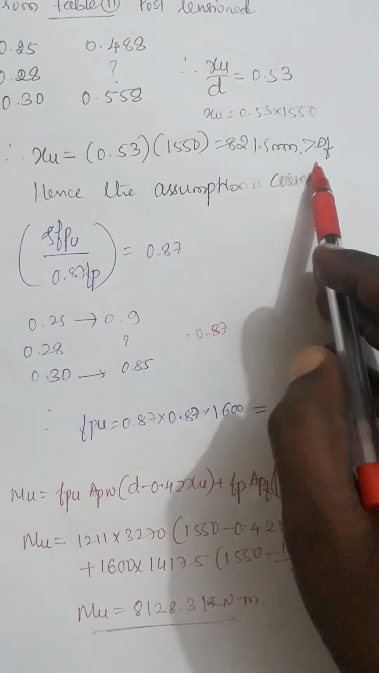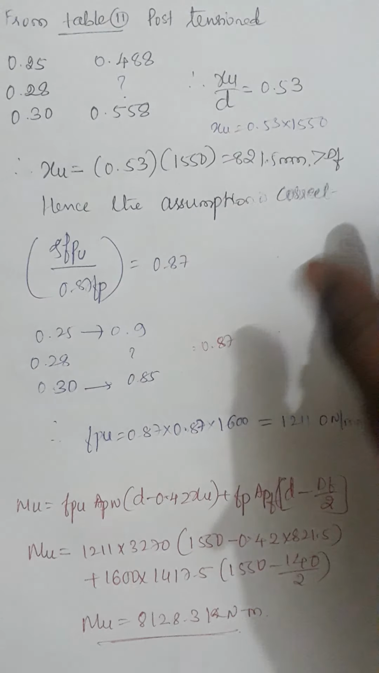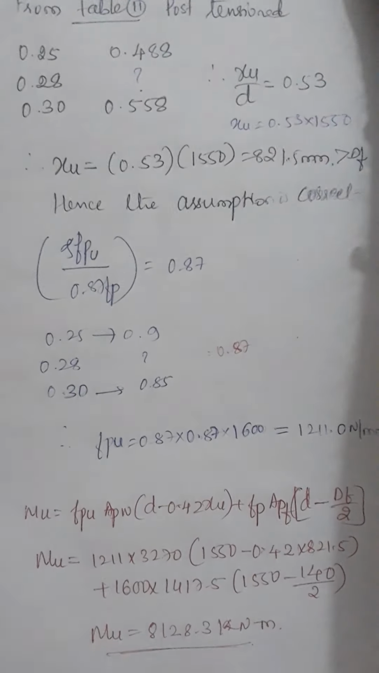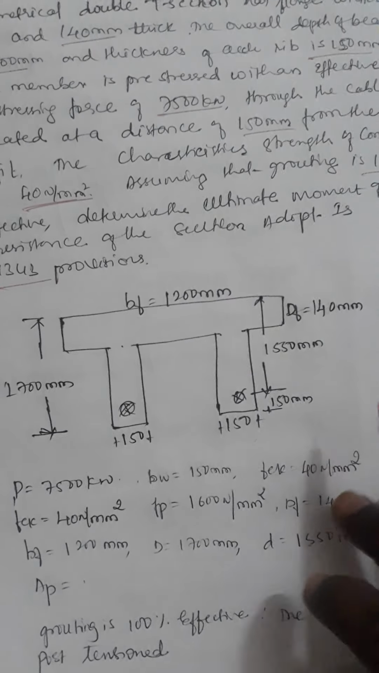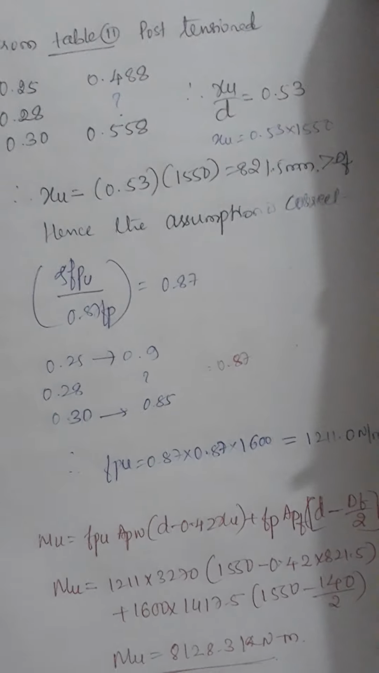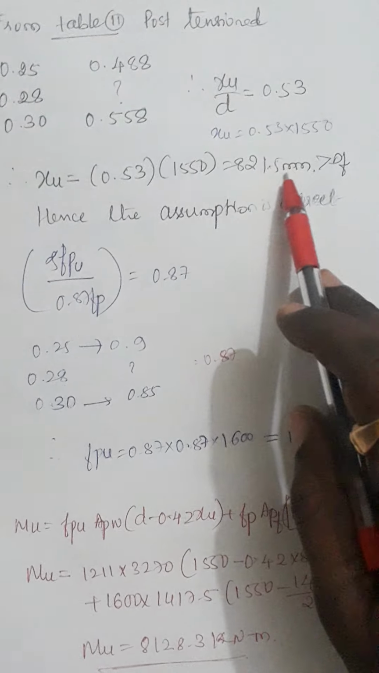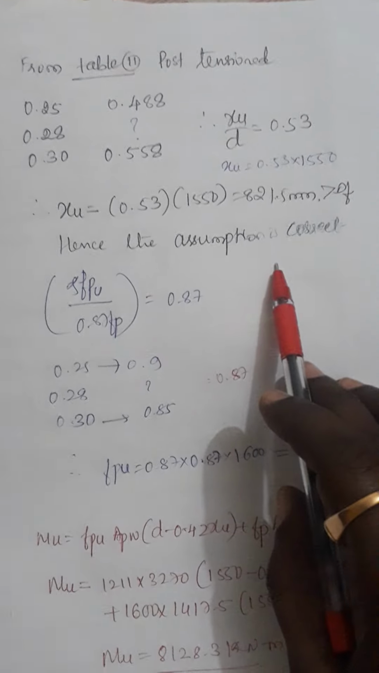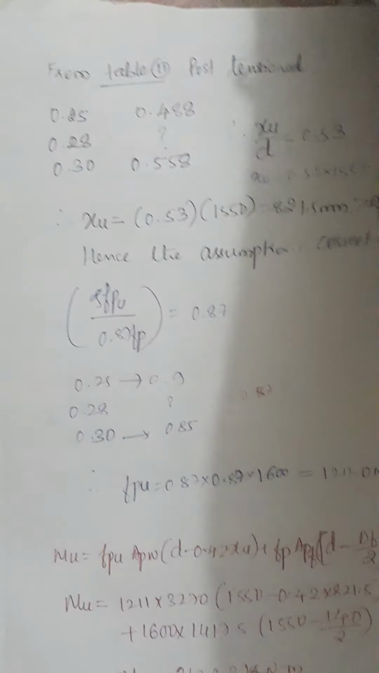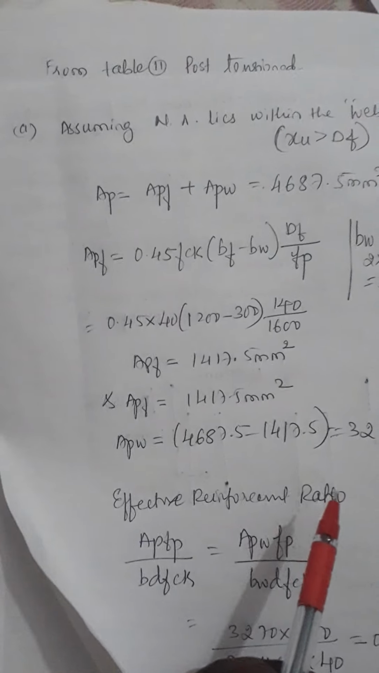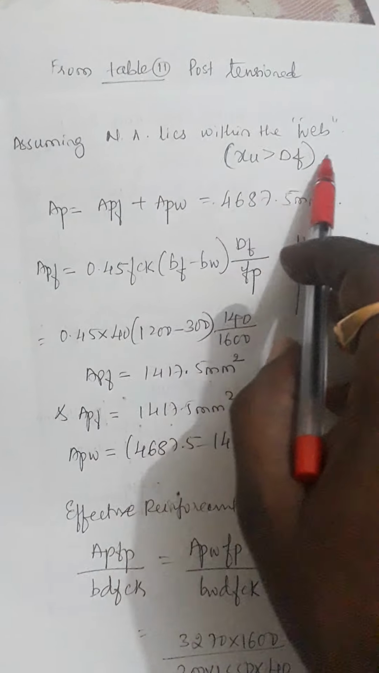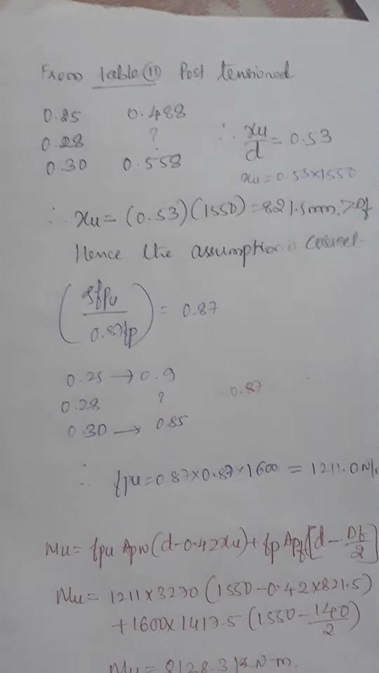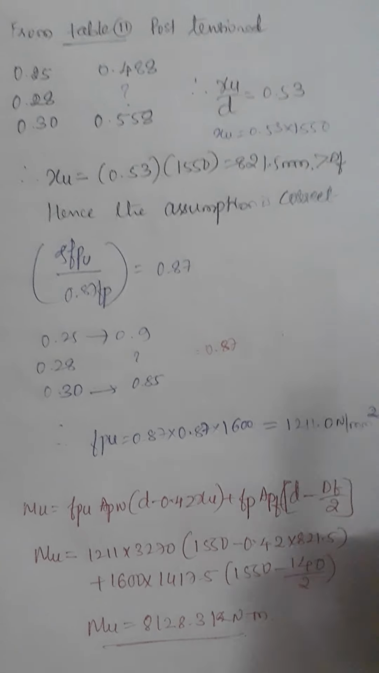So that is greater than the depth of the flange. Here the depth of the flange is 140 mm. We got the value 821, which is greater than the depth of the flange. Hence the assumption is correct. Previously we assumed the neutral axis lies at the web, so it is correct.